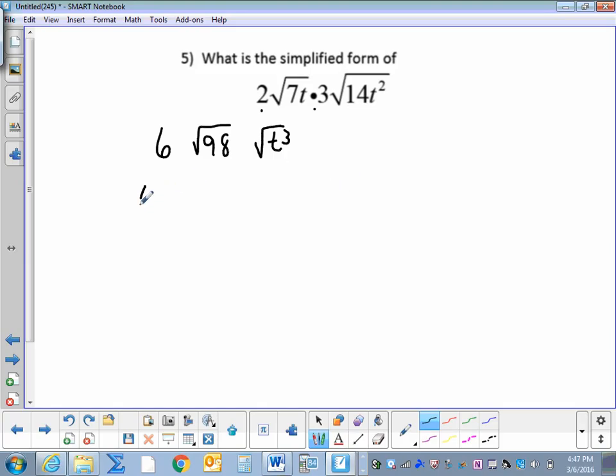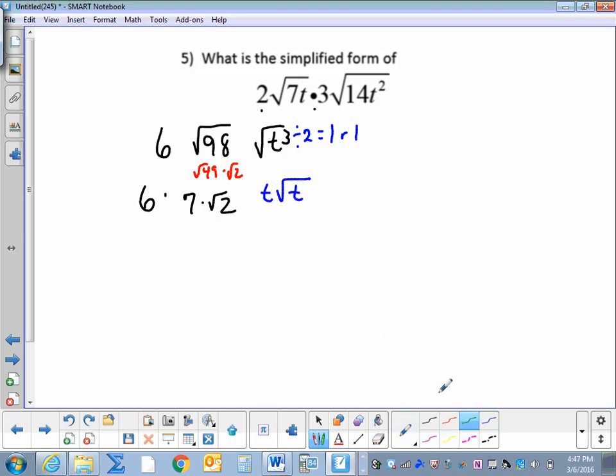So 6 times the square root of 98 can be written as the square root of 49 times the square root of 2. So the square root of 49 is 7. So we have 7 times the square root of 2. And then t to the 3rd, we divide by 2. 3 divided by 2 is 1 with 1 left over. So that can be written as t times the square root of t.